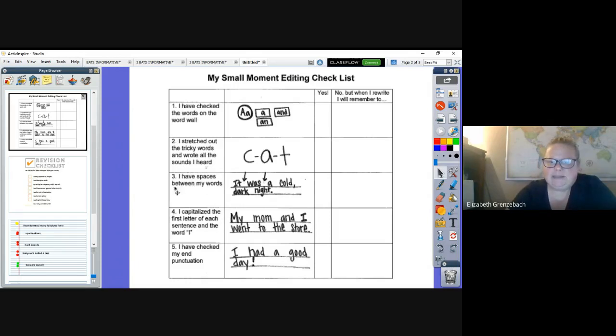I have spaces between my words. Okay, you should have a finger space between every word. I've always shown you this, and remember, my fingers are a little bit bigger, so when my space is a little too big, I make mine a little smaller, but your fingers are just perfect for a word space in writing. Number 4, I capitalize the first letter of each sentence and the word I. The word I always gets capitalized.